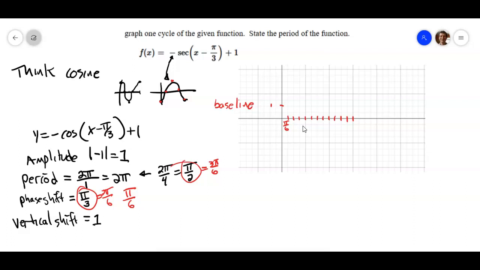Let's see. There's so many things to consider in graphing this. So normally this would be the baseline. The cosine would be up 1 from there, but it's down 1 because of the minus. So this is our starting point right there.